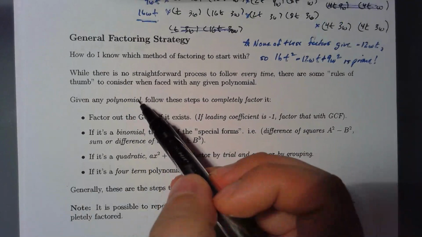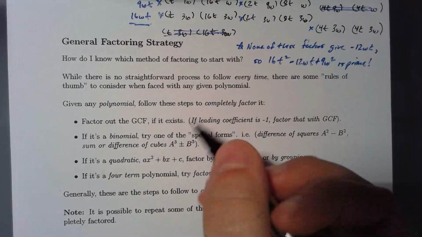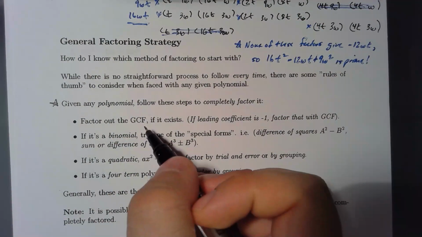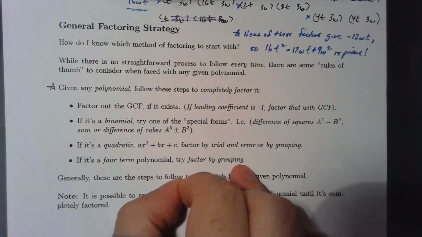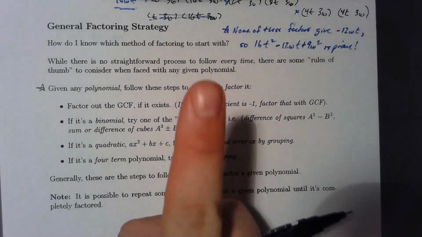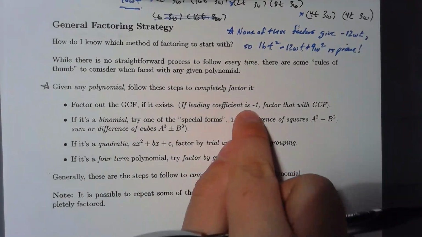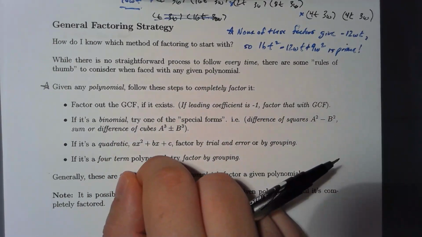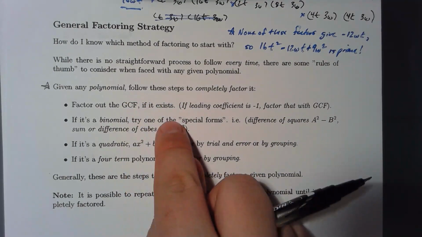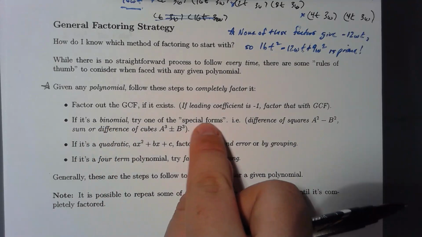So if you're given any polynomial, how do I factor it? Well, the first thing you should do is factor out a GCF. So from here on out, if I ask you to factor something, the first thing you should consider is if a GCF exists. And if the leading coefficient is -1, just tack that with the GCF. If it doesn't, or if it does and you factor it out, then you got to see, all right, is there a binomial? And if so, does it have a special form?